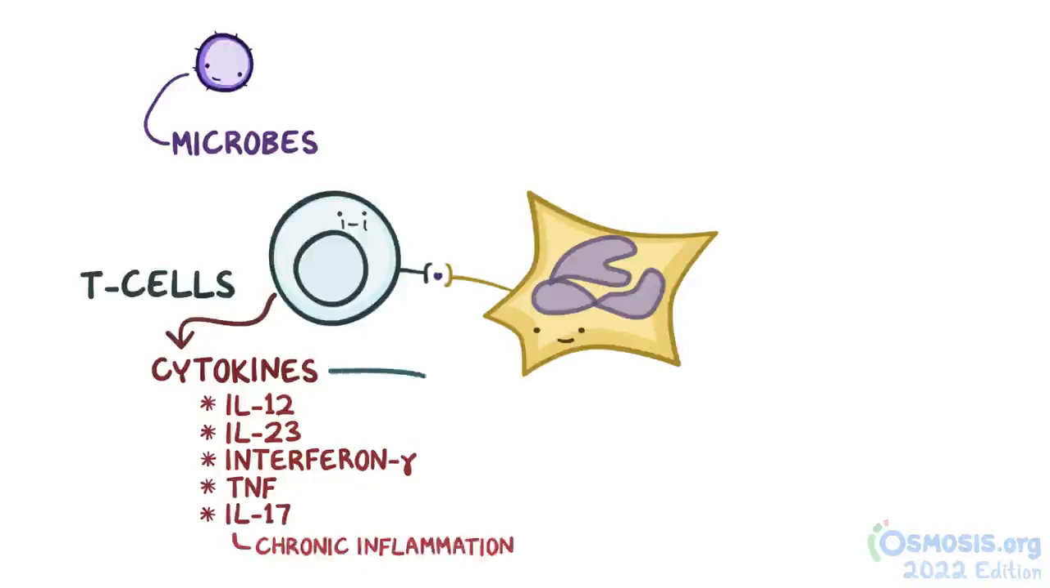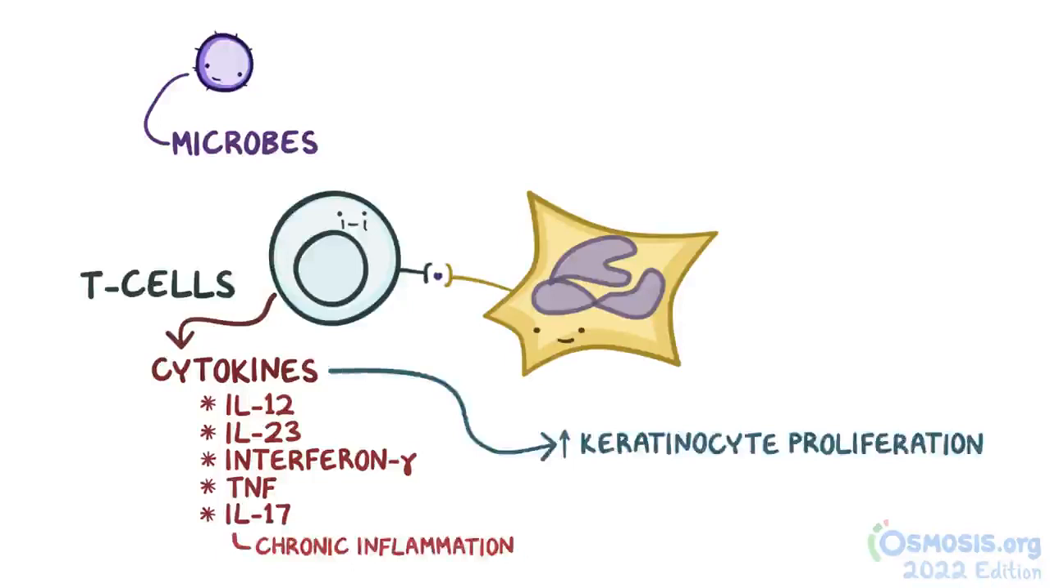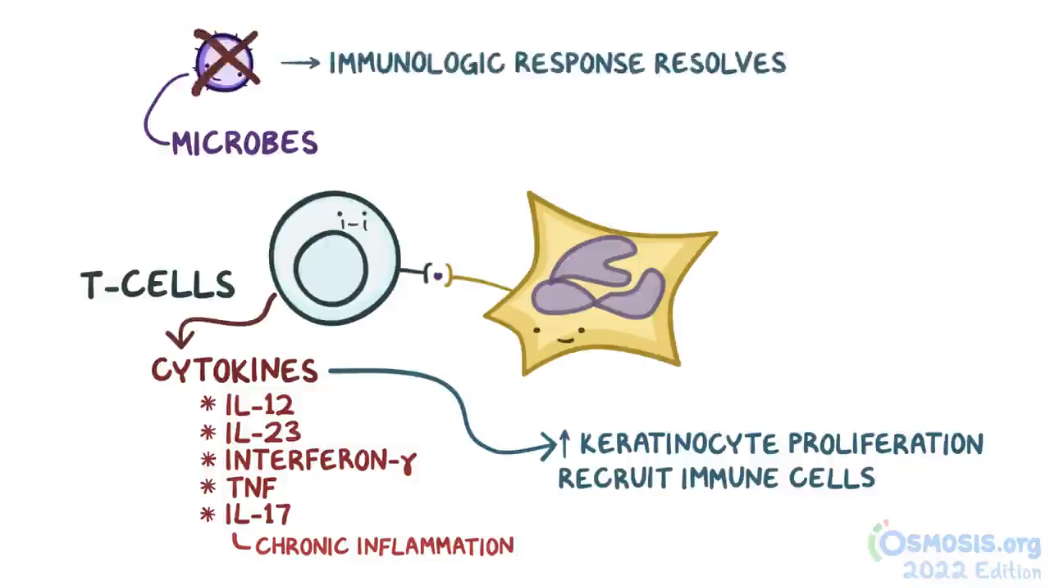This entire process of inflammation increases keratinocyte proliferation in the skin. This also recruits other immune cells like neutrophils to the site of infection. Once the microbe is completely destroyed, the immunological response slowly returns back to normal.